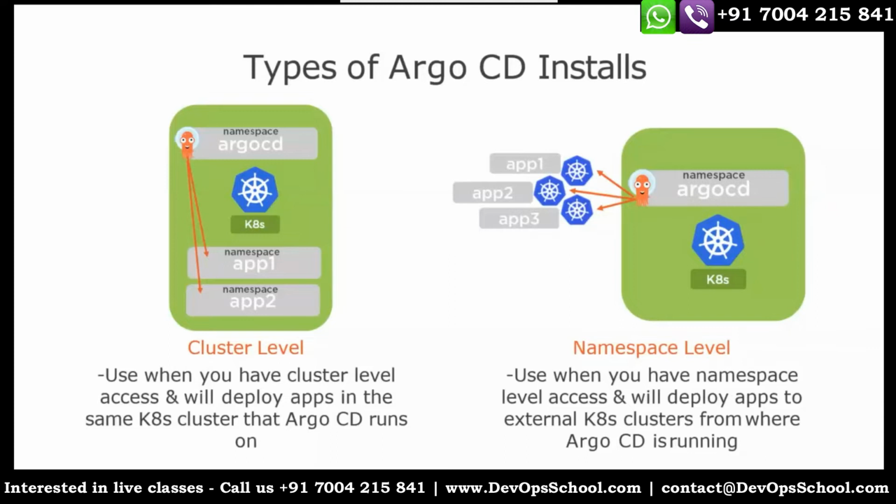No. Typically, namespace level means an access level. When you have access only to the namespace, then you can use the second one, the right side. When you have access to the entire cluster, then you can use the first one. Sometimes in enterprises you get access only to the namespace, and you can deploy whatever you want there. So on the right side, Argo CD is deploying to another cluster where it has access only to that namespace, not the cluster. You can deploy Argo CD as many times as you want.